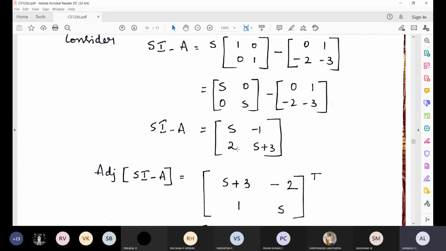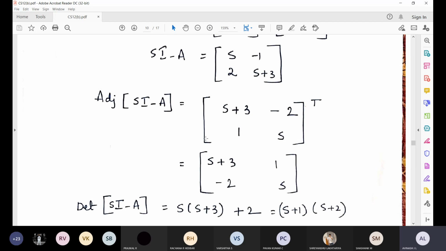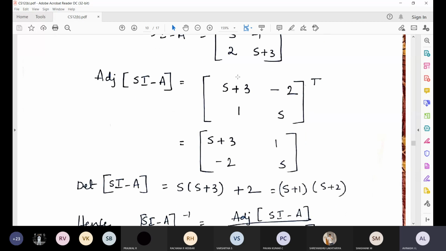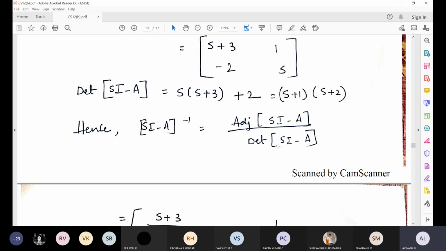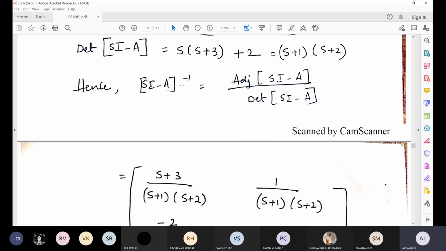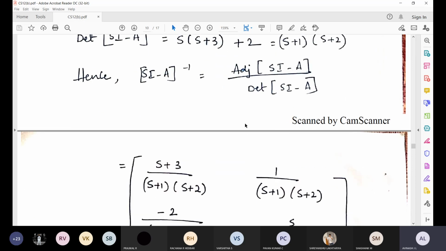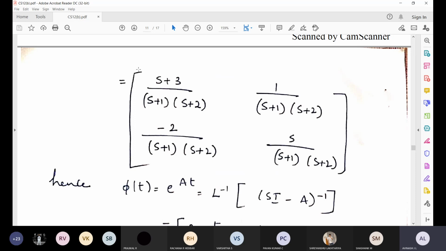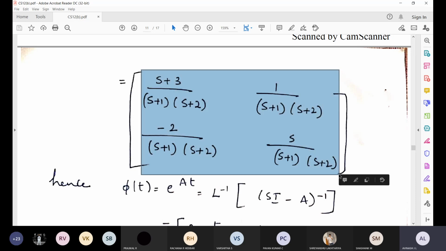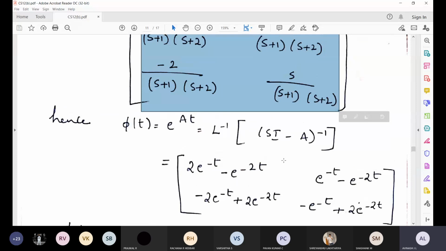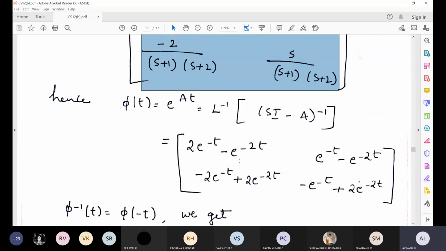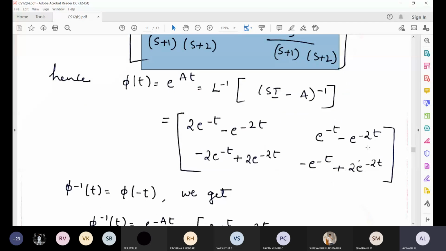Find (sI - A). Find the adjoint of (sI - A). How to find the adjoint? We have to take the transpose of the matrix. So you will get it. And then we find the determinant of (sI - A), and (sI - A) inverse will be equal to the adjoint by the determinant. So you will get this particular value, with s + 3 and all. Once you get this, phi of t will be equal to e to the power of At, which is the inverse Laplace transform of that. So take the inverse Laplace transform, and we will get it like this.